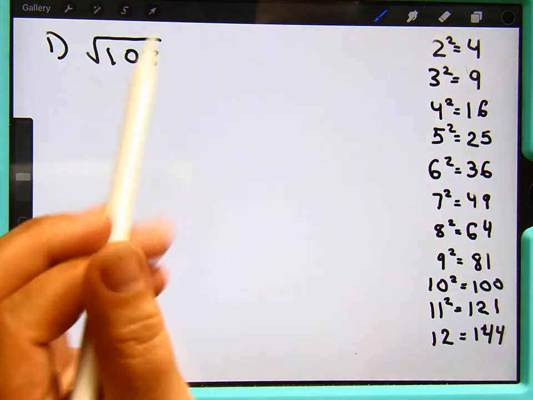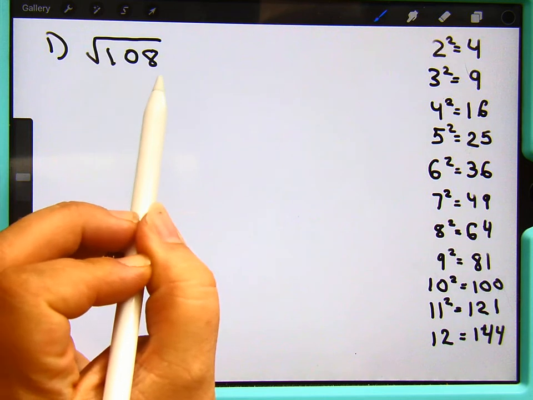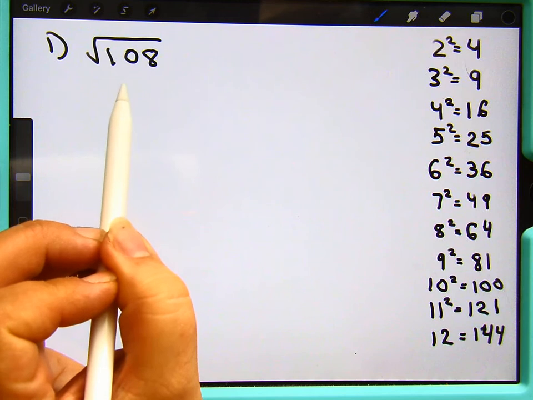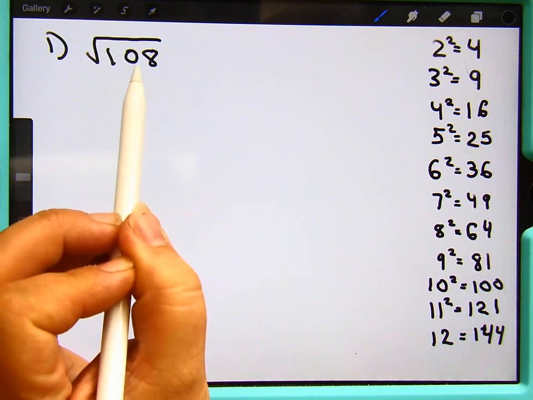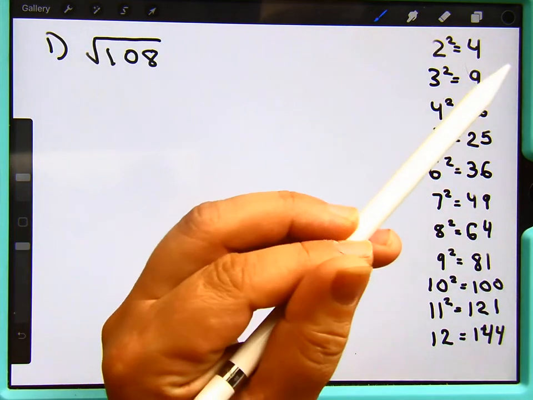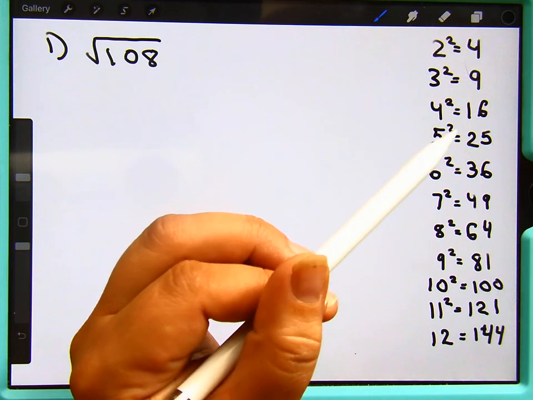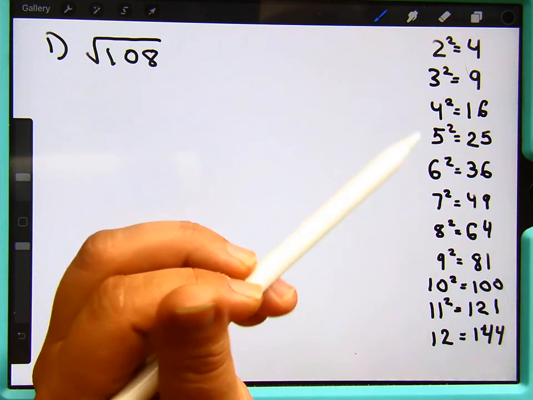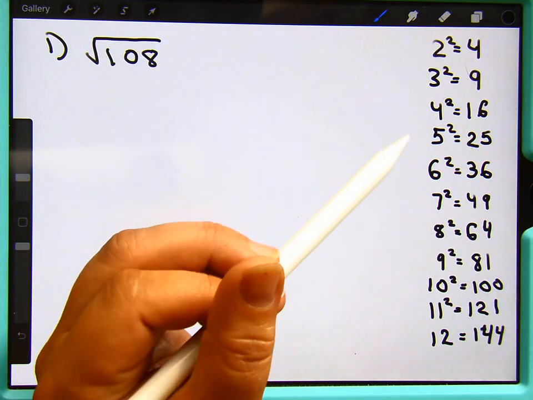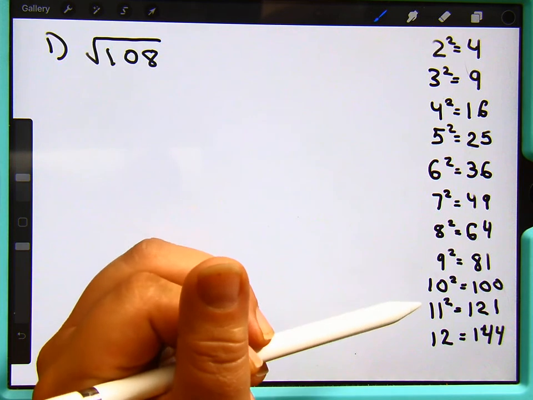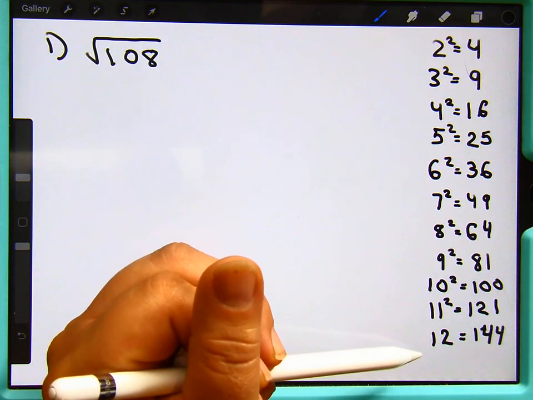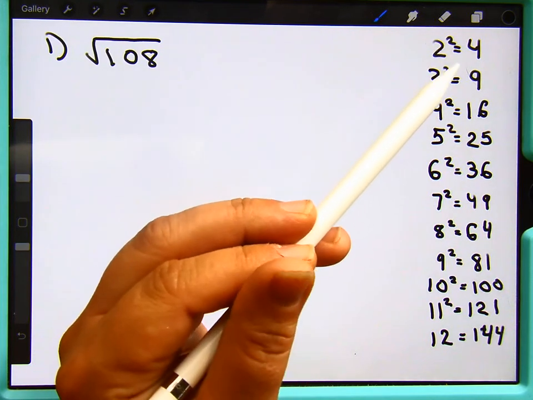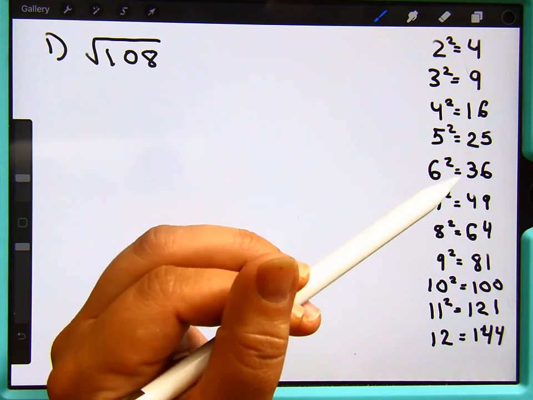In order to simplify a square root, you have to be able to break this number into factors, two numbers or more that multiply together to equal it, where one of the factors is a perfect square. A perfect square is the number that you get after squaring any standard number. Here I have the classic numbers 2 through 12 squared, and that gives us our perfect squares over here.